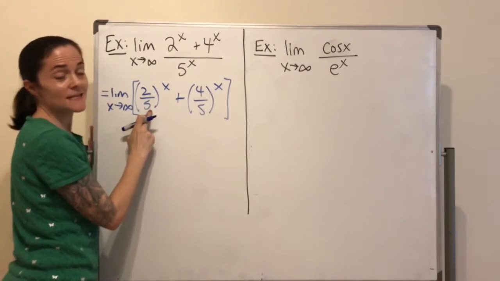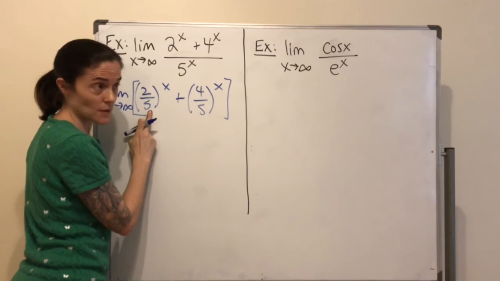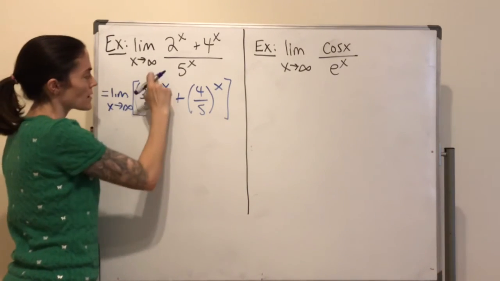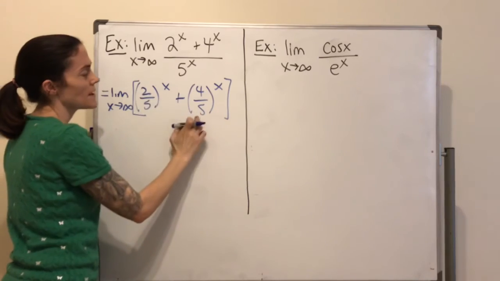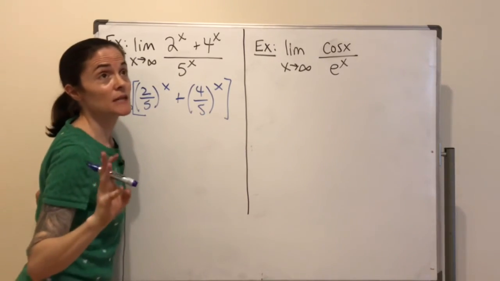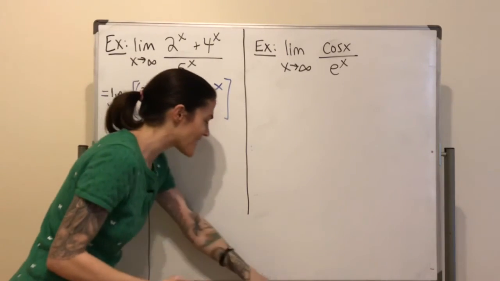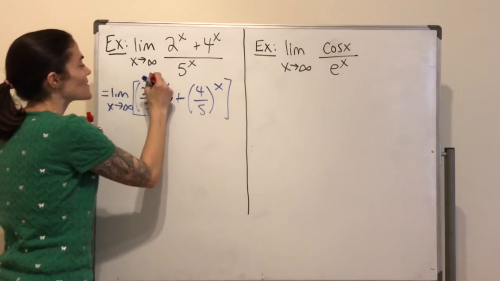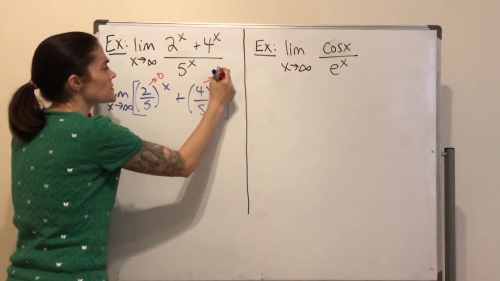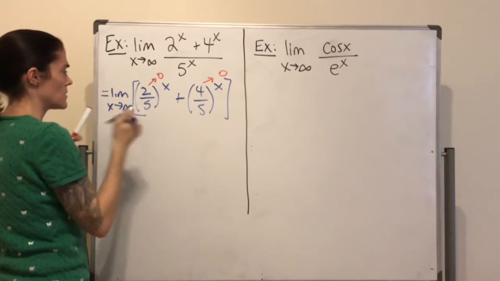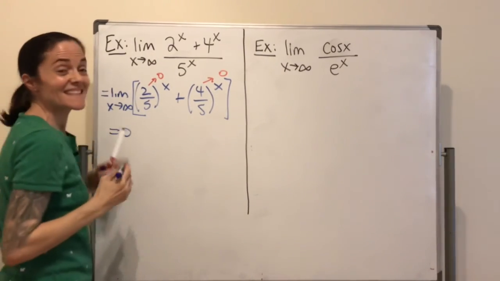This part, this is exponential with base less than 1. This part goes to 0. This part is another exponential with base less than 1. This part, maybe I'll write it in red, also goes to 0. So this goes to 0. This goes to 0. And so this limit is 0.